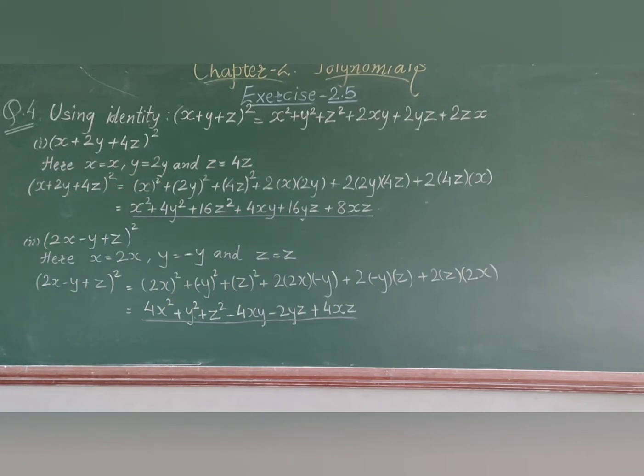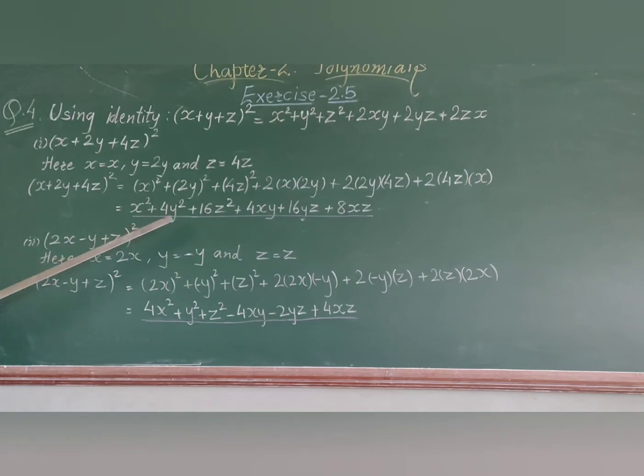So x plus 2y plus 4z whole square equal to x whole square plus 2y whole square plus 4z whole square plus 2 into x into 2y plus 2 into 2y into 4z plus 2 into 4z into x. Solving, square of x is x square. Square of 2y is 4y square, 2 twos are 4 and y square. Square of 4z, that is 16z square.